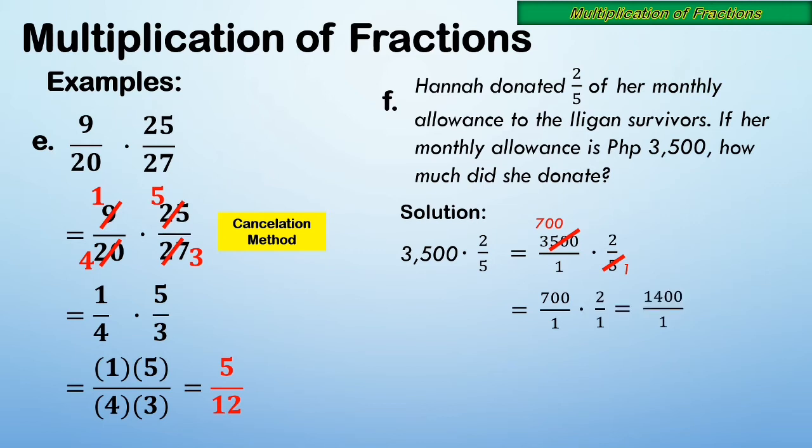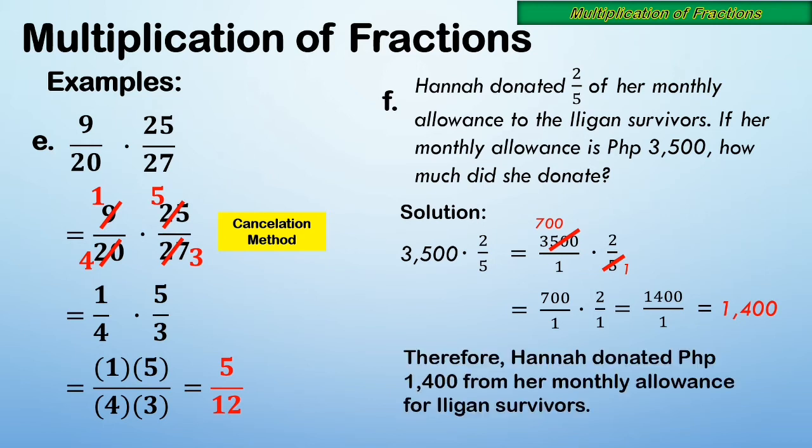Then multiply directly, which is 1,400 over 1. I-divide mo ang 1,400 divided by 1, then the answer is 1,400. Therefore, sa tanong na, how much did she donate? Hannah donated 1,400 from her monthly allowance for the survivors. Okay, this time let's proceed to the division of fractions.